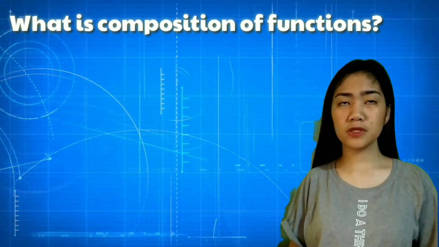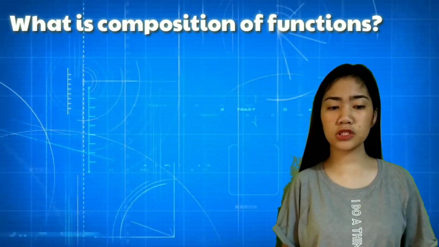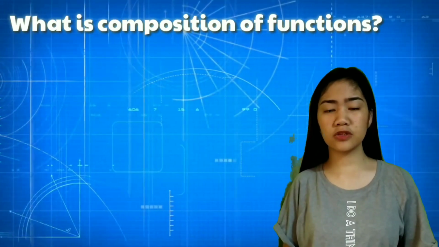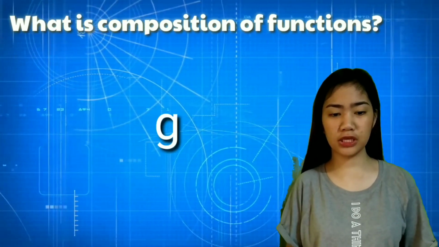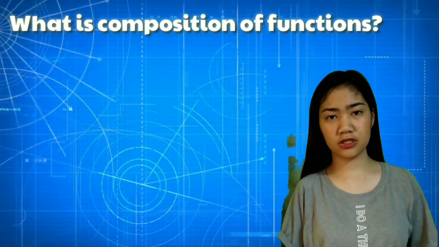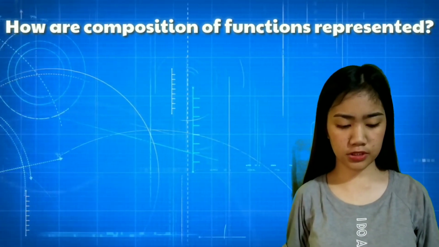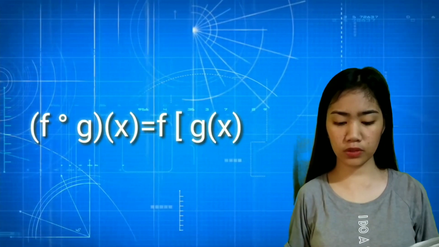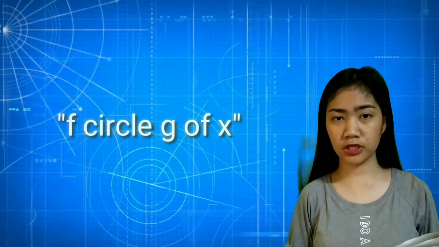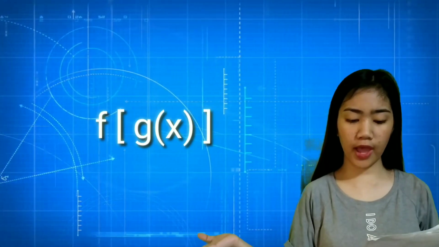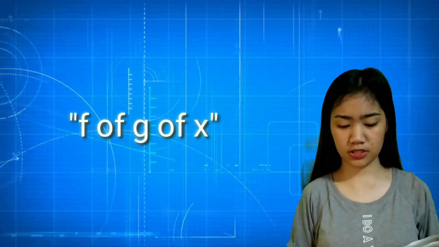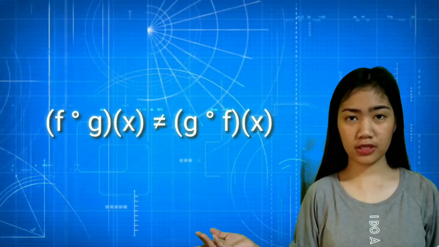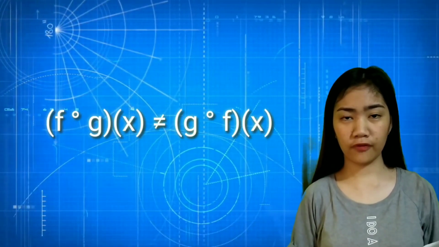Composition of functions. Composition of functions is another way in which functions can be combined. It uses the output of one function, g, as the input for a second function, f. How is composition of functions represented? This is represented by f of g of x. The expression is read as f circle g of x, and f of g of x. This operation is not commutative. Thus, f of g of x is not equal to g of f of x.